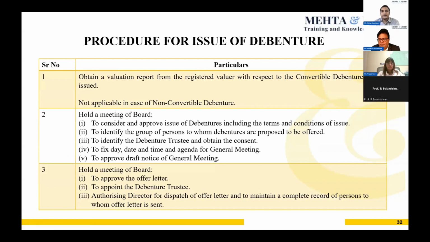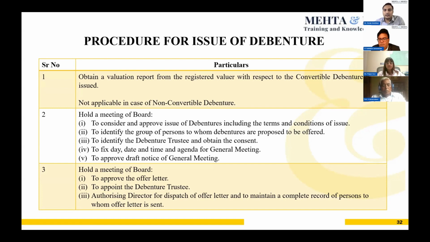Now, moving on to the next, after ascertaining the mandatory requirements and the conditions are fulfilled, the procedure for the issue of debentures shall be, first and foremost in case of convertible debentures, to obtain a valuation report from the registered valuer. The same shall not be applicable in case of non-convertible debentures because there is no dilution of share capital of the company. And as such, valuation of securities and justification of price are not applicable.